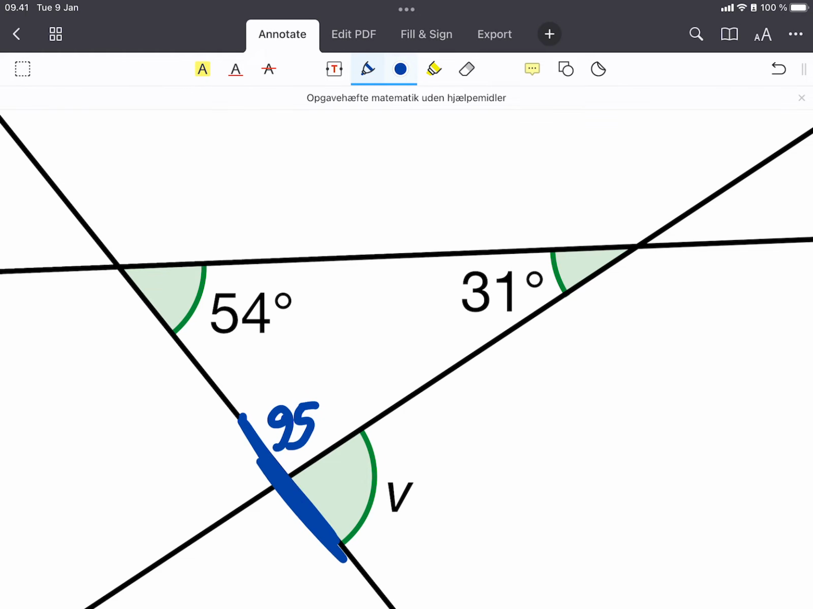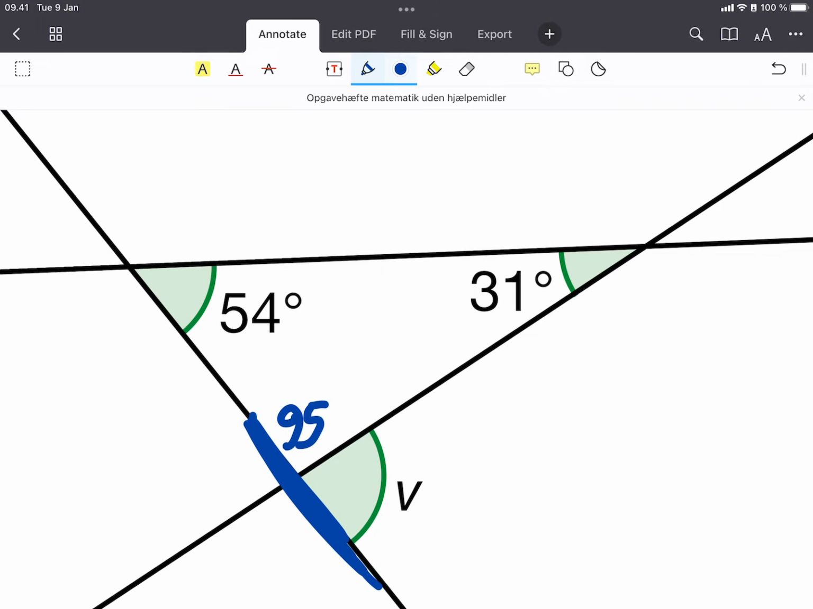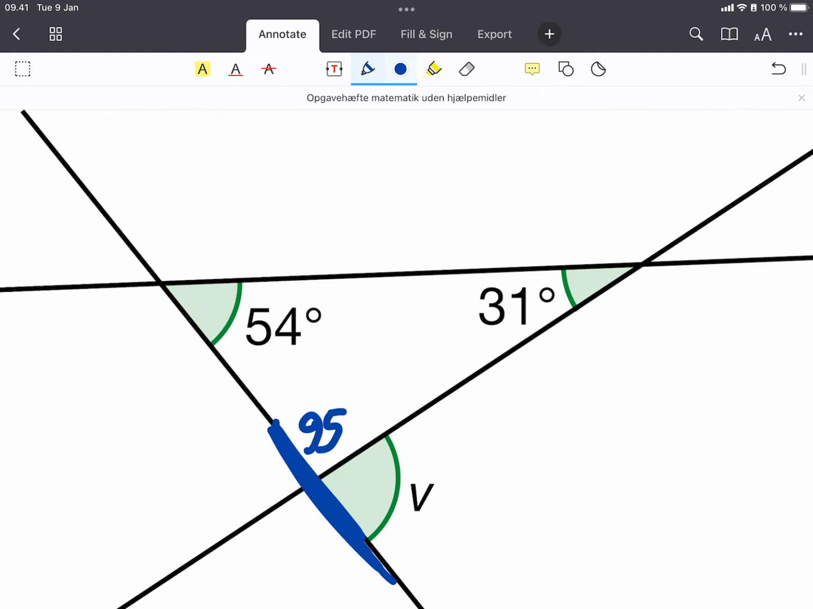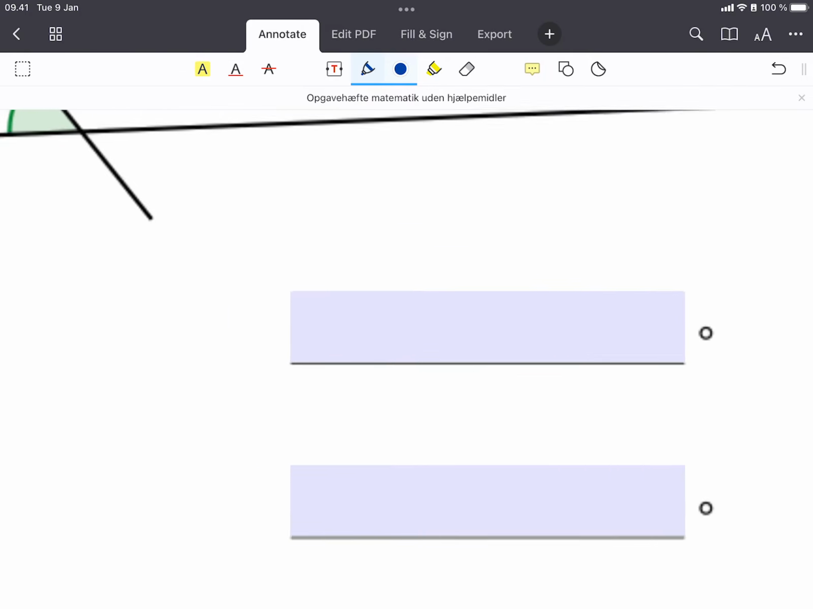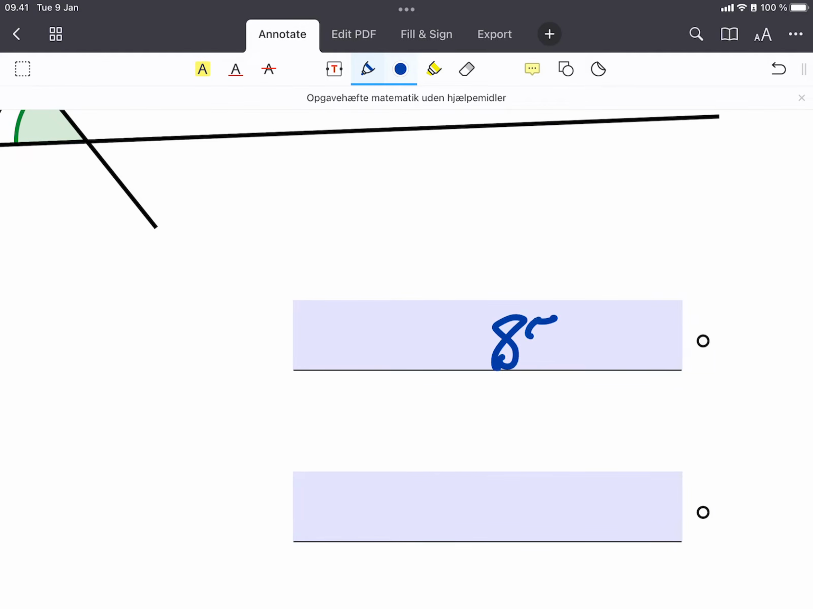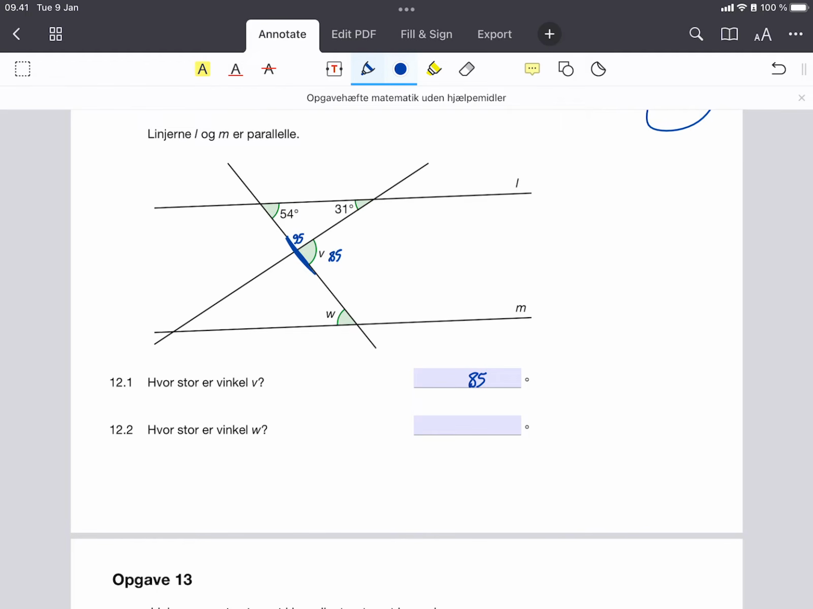Then the V is on a straight line with the 95. Angles on a straight line always add up to 180. So that's got to be 180 minus 95, which is 85. So angle V is 85 degrees.